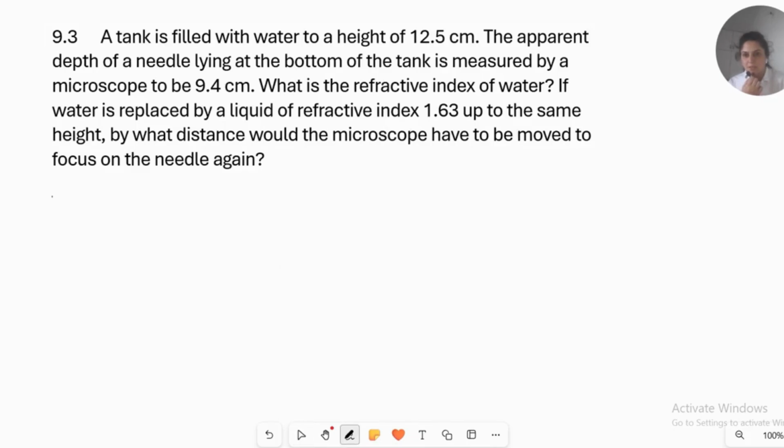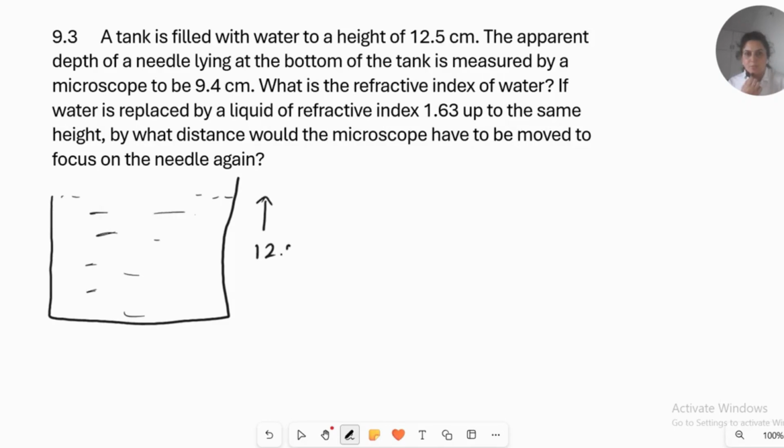So we can roughly draw the diagram that this is a tank which is filled with water to a height of 12.5 centimeter, and a needle is placed at the bottom of the tank. This is AB. Now due to this water, somebody seeing through microscope, the needle appears to be at the apparent depth of 9.4 centimeter. The apparent depth means which is not real depth, artificial depth which is been seen by microscope.